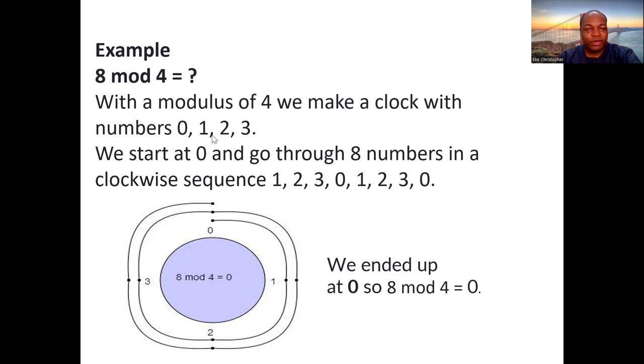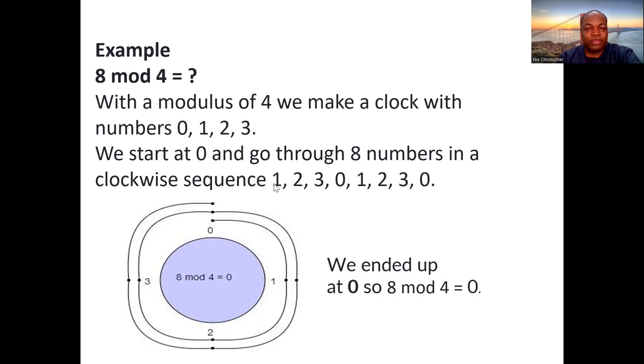0, 1, 2, 3, 4. For instance, if we have 8 mod 5, we are going to have 0, 1, 2, 3, 4, making 5 different numbers on the circle. So we start at 0 and go through 8 numbers, because we are working off 8 mod, in a clockwise sequence, because we don't have any negative number on 8.